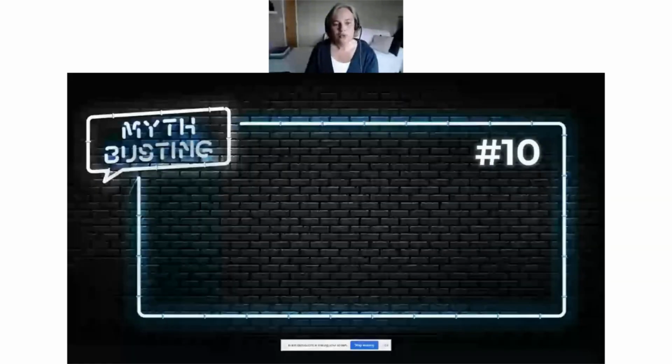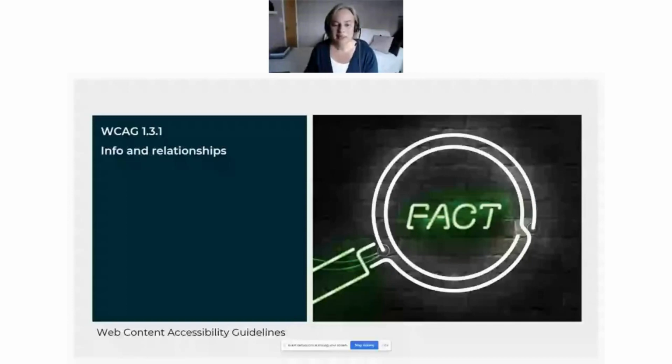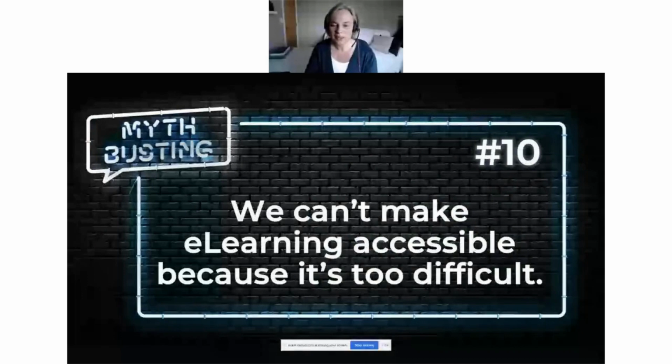Okay, and now we are moving on to our final myth, and another reason that I believe so many e-learning designers and developers fail to engage with accessibility. And this is the idea that we can't make e-learning accessible because it's too difficult. And here's the thing about this myth really. If you're talking about making content generally accessible, then this is something that I think is achievable in many, often quite simple ways.